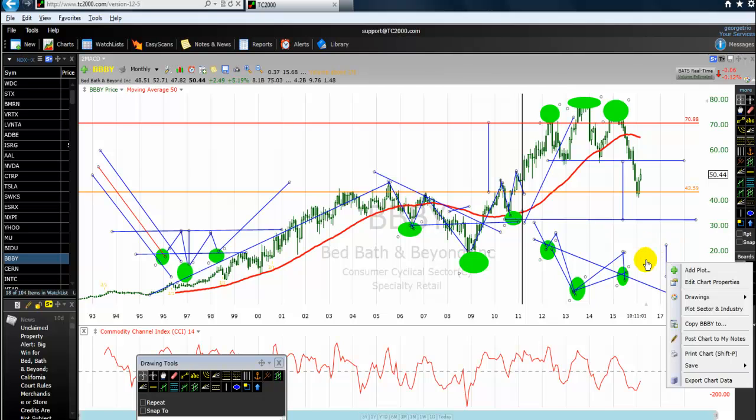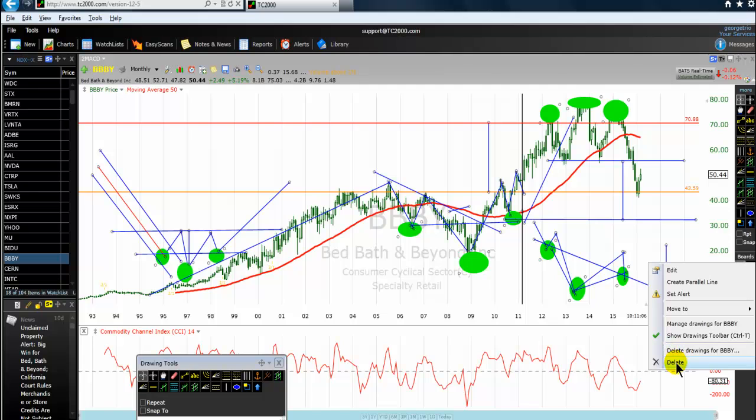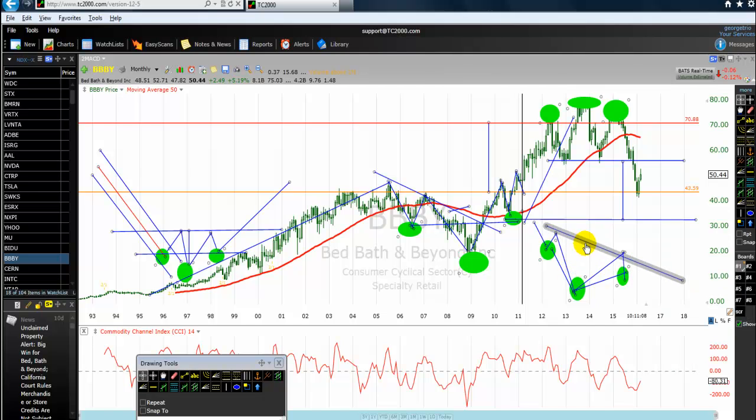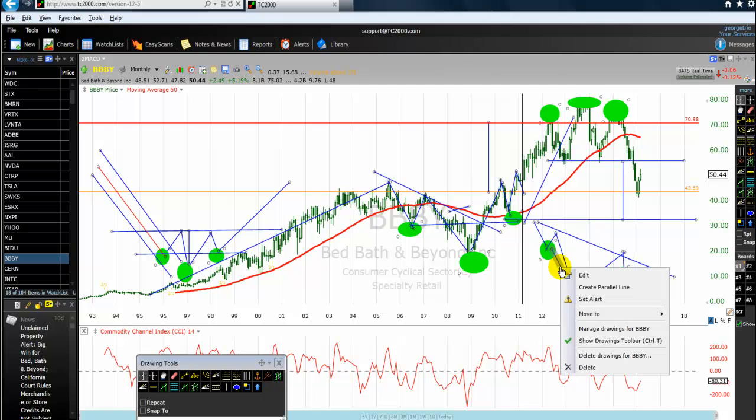Okay, let's move on. One second, please, traders. Try to remove this line. I have a better drawing, so I put my neckline like this. Get in there.